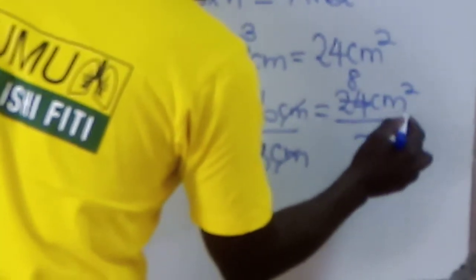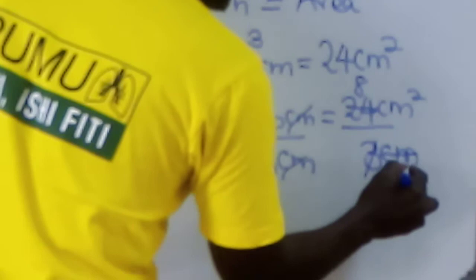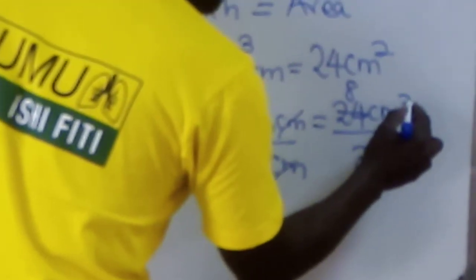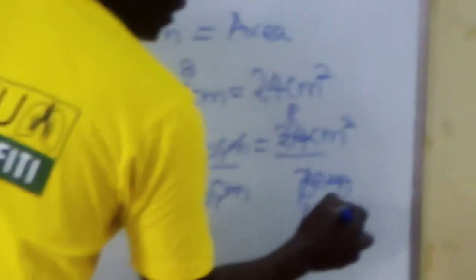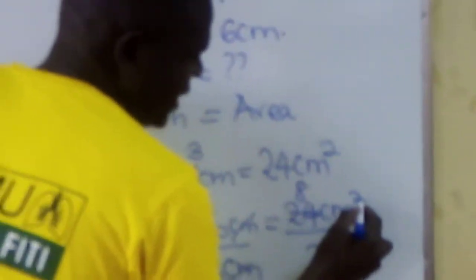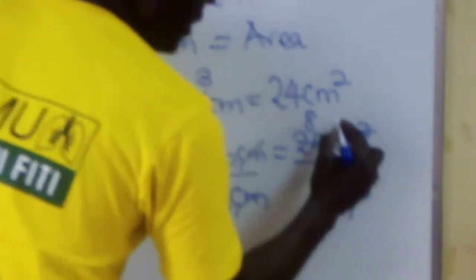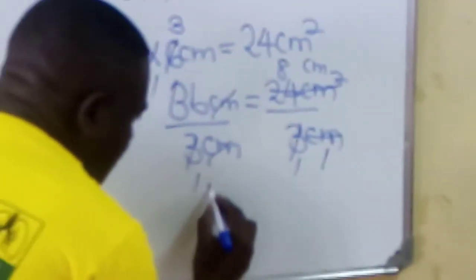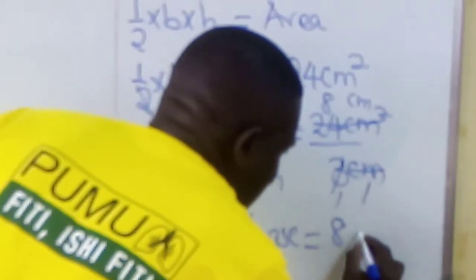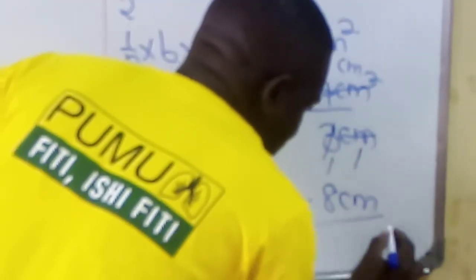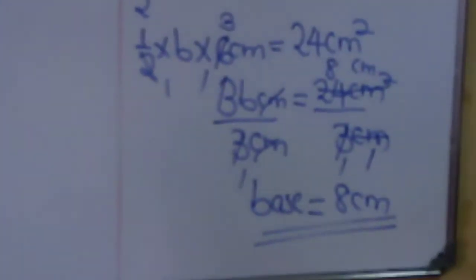Now, centimeters cancel. Square centimeters divided by centimeters, we remain with centimeters, not square now. So b for base would be 8 centimeters. And that is how we find the base.